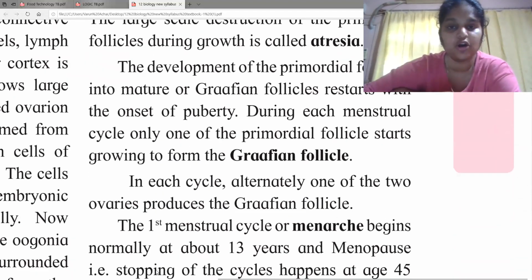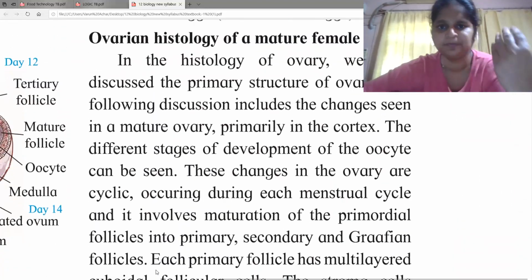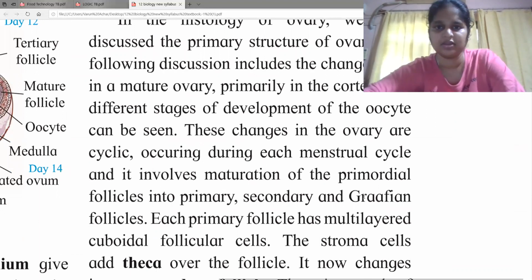Okay, so that is all for today. We will be discussing how these menstrual cycle changes take place, or what exactly happens, in tomorrow's lecture. So see you all tomorrow.